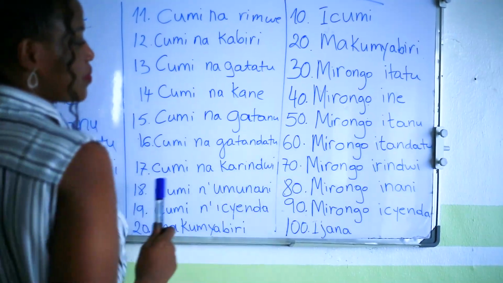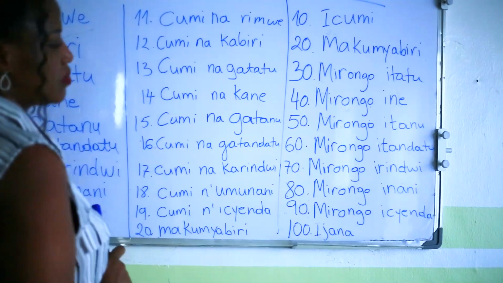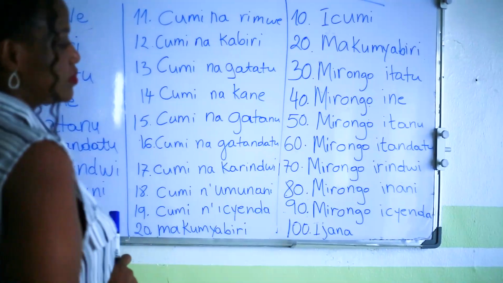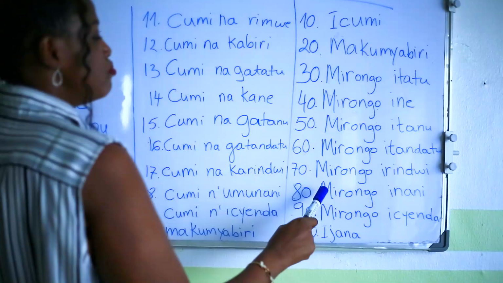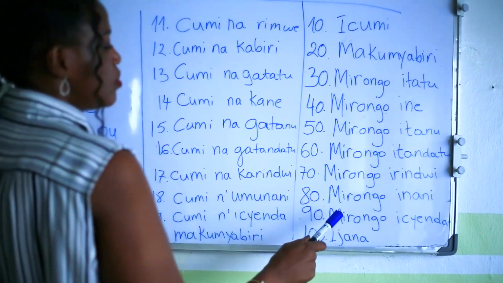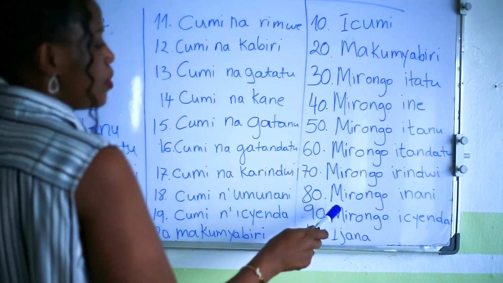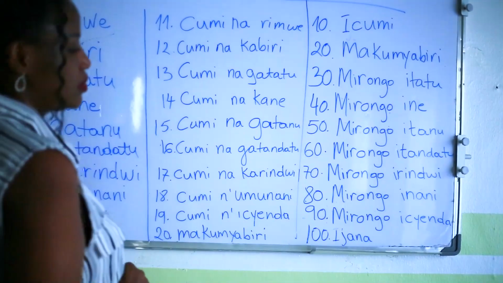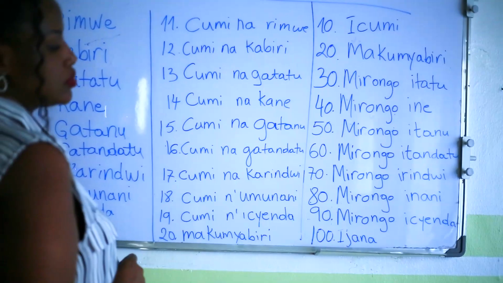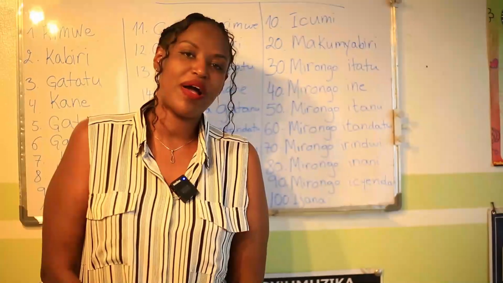Mirongo irindwi. Mirongo inani. Mirongo icyenda. Ijana. That's 100.